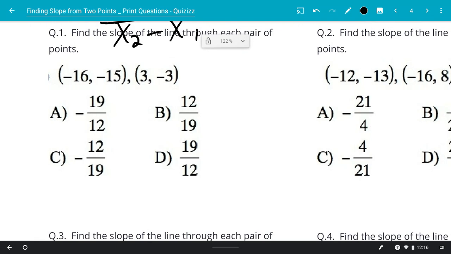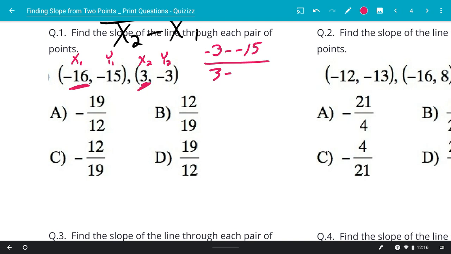Okay, so let's start by allowing me to be thorough. Let me label x1, y1, x2, y2. If I did that, then I plug those in. y2 is a negative 3 minus y1, a negative 15. x2 is 3 minus x1, a negative 16. Minus the negative becomes plus, so I end up with 12 over 19, 12 19ths.